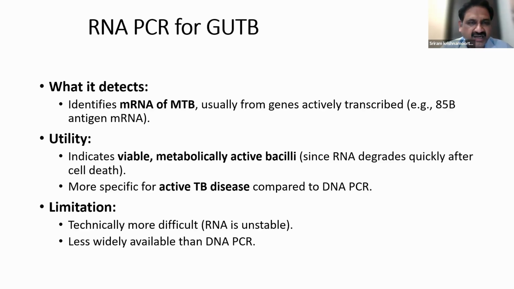On the other hand, RNA PCR. The RNA PCR is much more informative, much more reliable than the DNA PCR, because this particular RNA PCR will tell you whether there is any viable and metabolically active bacillus present in that particular sample of urine or not. If this RNA PCR is positive, it means that there is an active tuberculosis in that particular individual. Okay, so that is what it means.